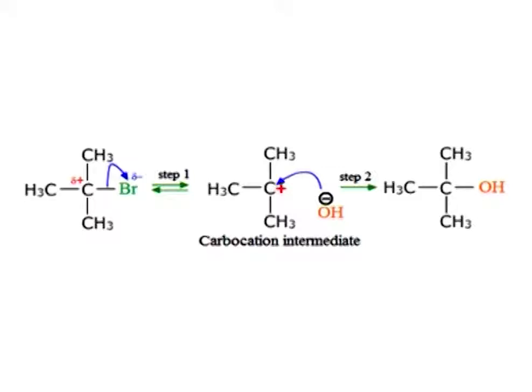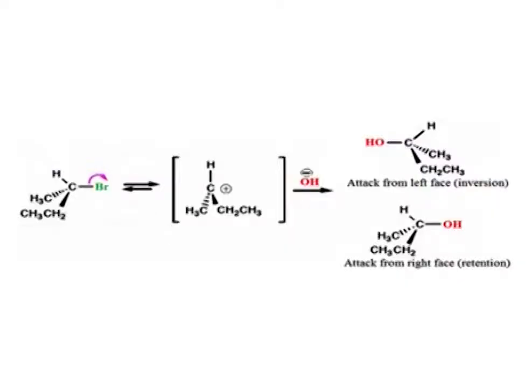This is followed by a fast second step in which the attacking nucleophile attaches to the carbocation intermediate, and they are non-stereospecific in nature, giving a mixture of inversion and retention in configuration around the reaction center. The attacking nucleophile can attach to the planar sp2 hybridized carbon atom from either side with equal chances.